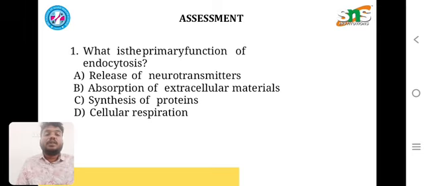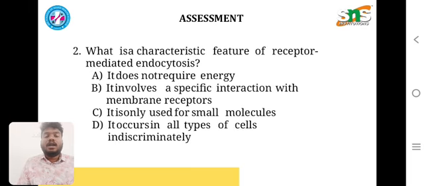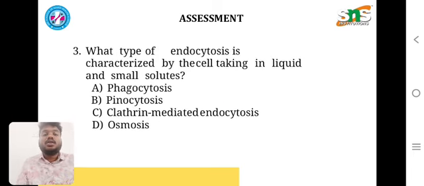What are the primary functions of endocytosis? Actually, it is the absorption of extracellular materials. And what are the characteristic features of receptor-mediated endocytosis? It involves specific interactions with the membrane receptors. What type of endocytosis is characterized by the cell taking in small solutes? It is pinocytosis actually.